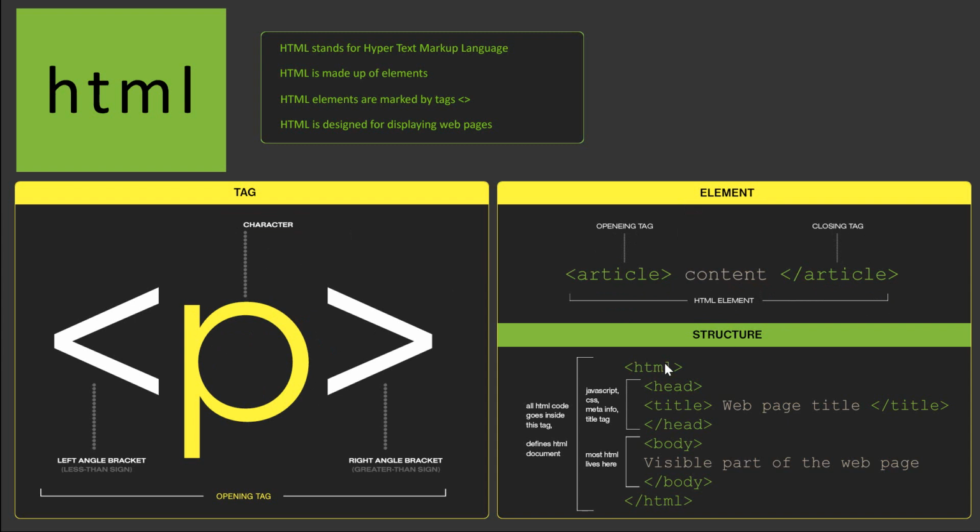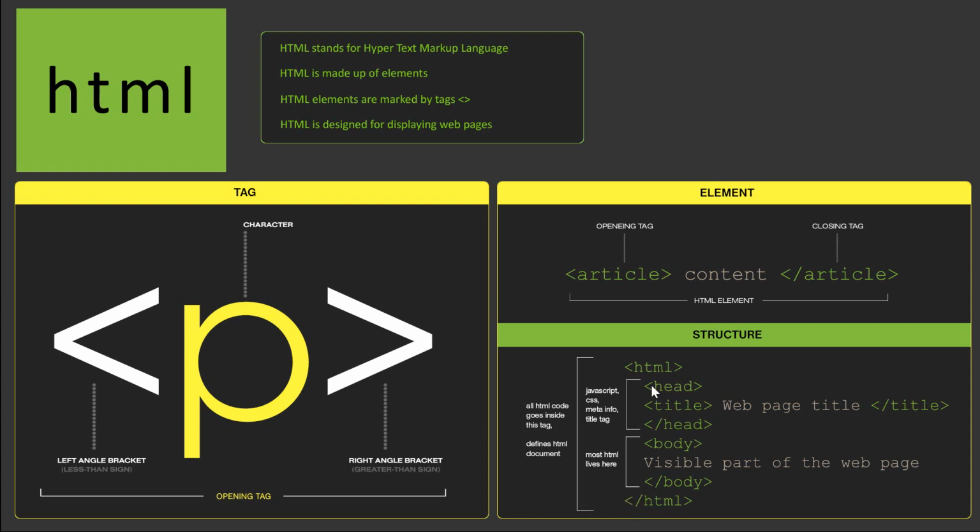Down here you can see the structure of what the basic HTML page actually looks like, which consists of the HTML tag, head, title, and body. So all HTML code goes inside of the HTML tag, which defines our HTML document and lets the browser know that we're about to start coding in HTML.